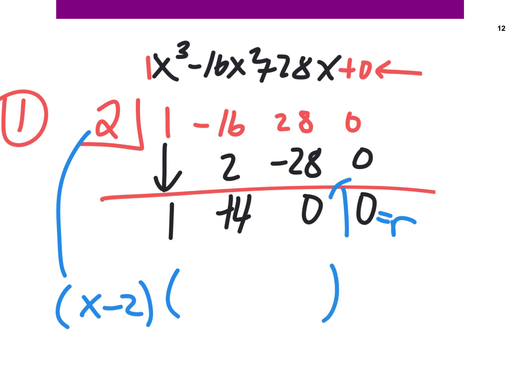This is the constant, as in no x. This one has the x, and this one has the x squared. So now I know it's x squared minus 14x. Could you put plus 0? Sure. But do I have to put plus 0 at the end? No, that's kind of dumb.